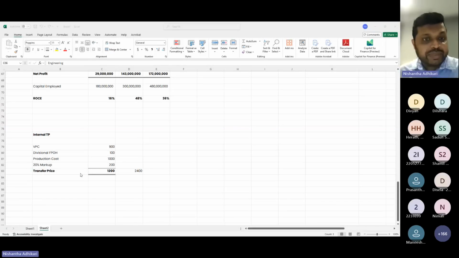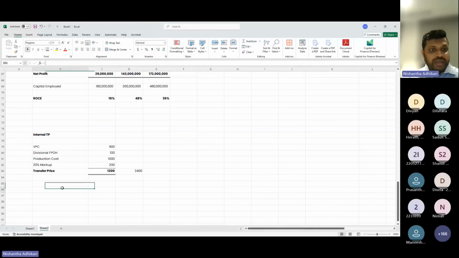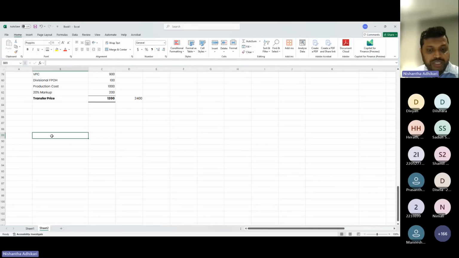Because if you sell externally, we have to see whether there is an incremental benefit. Now, internally they will sell at 1,200. External selling price. This is part B.